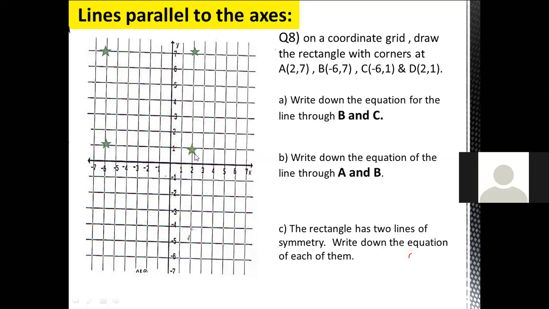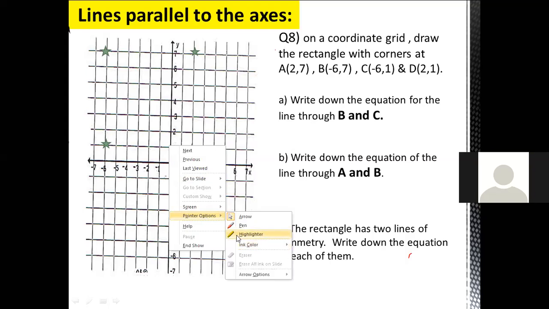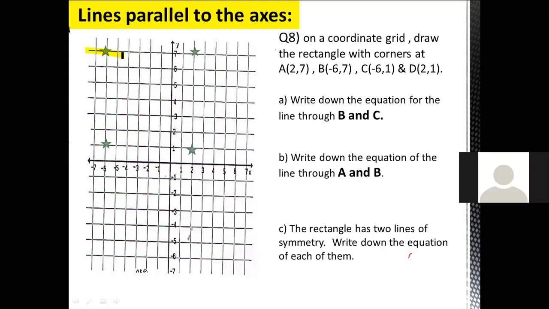They want you to write down the equation for the line that passes through B and C. So what are the 2 points? Where are B and C? Here is B, and here is C. We have a rectangle, it will look like this. What is the equation of the line passing through B and C? X equals negative 6. It's parallel to the y-axis, so x equals negative 6.